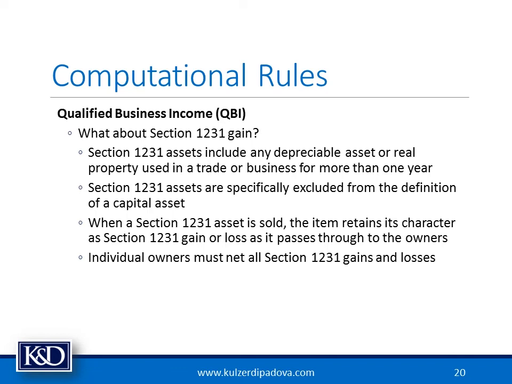1231 gain in law, it's a chameleon, right? 1231 assets are depreciable assets or real property used in a trade or business for more than a year. They're specifically excluded from the definition of capital asset. But if you sell a 1231 asset and realize a gain, it's treated as capital, whereas if you recognize a loss, it's treated as ordinary. So it can change its character, and that character passes through and is retained to the individual owner. It's just considered Section 1231 gain or loss to them, which they then net.